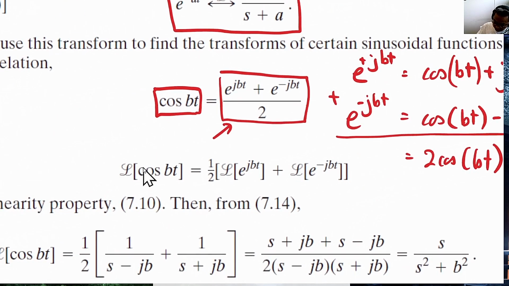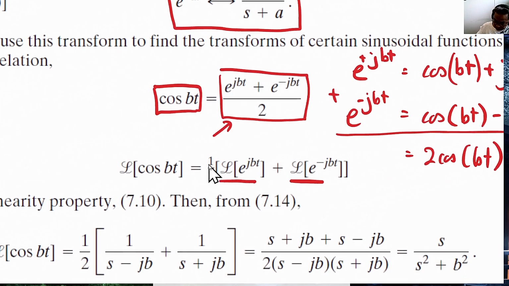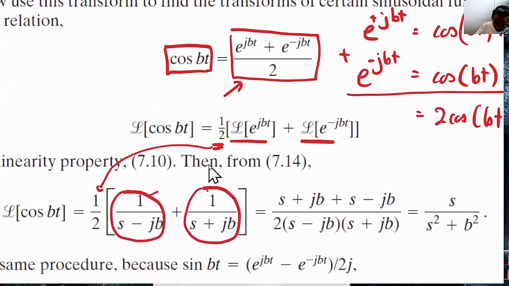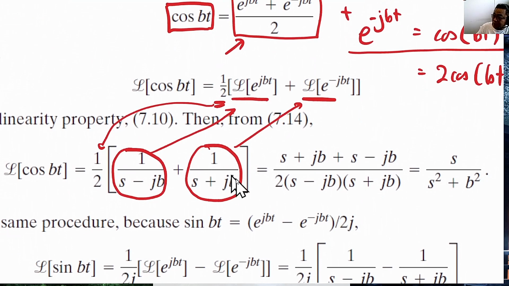Once we have this, we can then use the Laplace transform of this individual expression. Since the Laplace transform is a linear operator, it basically means that we can act on the Laplace transform of this individual expression over here. Let's bring the half outside, and individually we get this Laplace transform. The rest then is mechanical.